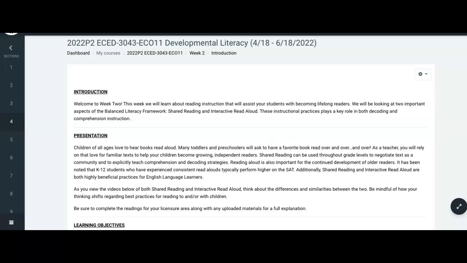Hello. I cannot believe that we are beginning week 2 already. This week, we will learn about reading instruction that will assist your students with becoming lifelong readers. We will be looking at two important elements of the balanced literacy framework: shared reading and interactive read aloud. These instructional practices play a key role in both decoding and comprehension instruction.